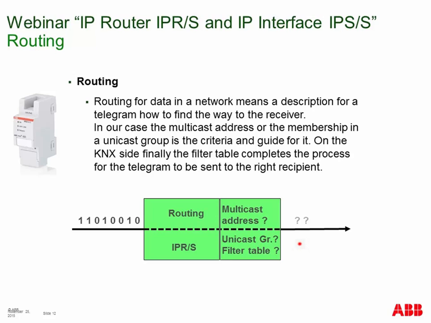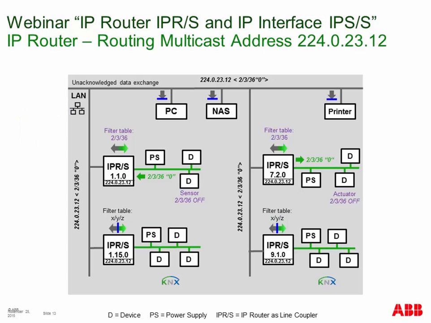So it's a real, let me say, guide to help the telegram to find its way in this complete network, for example. And have a look at a more KNX related picture here. A constellation with 4 IP routers, 4 lines behind, you see it here. Of course connected via network.